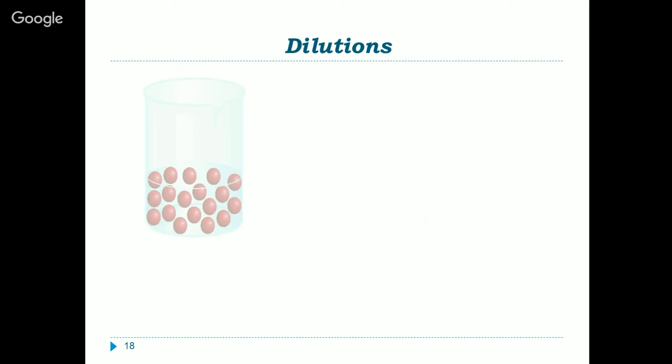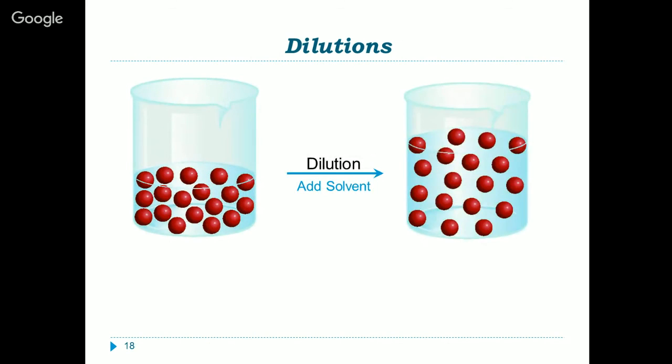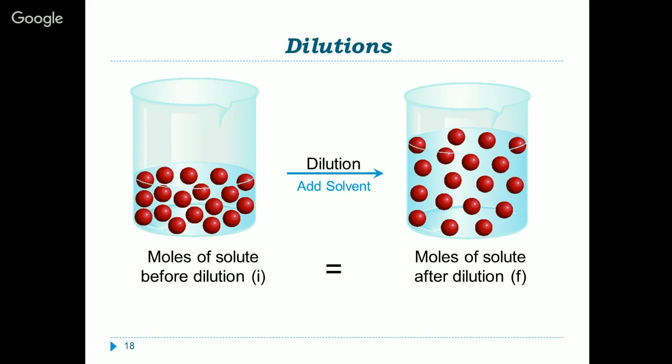So if you make a really concentrated solution, you can dilute it. And a dilution is simply adding more solvent. And for most of the chemistry that we do, that solvent is water. So when I dilute something, I still have the same amount of substance dissolved. My number of moles doesn't change. Simply the amount of solution that I have is changing. So moles of solute before dilution have to equal the moles of solute after dilution.